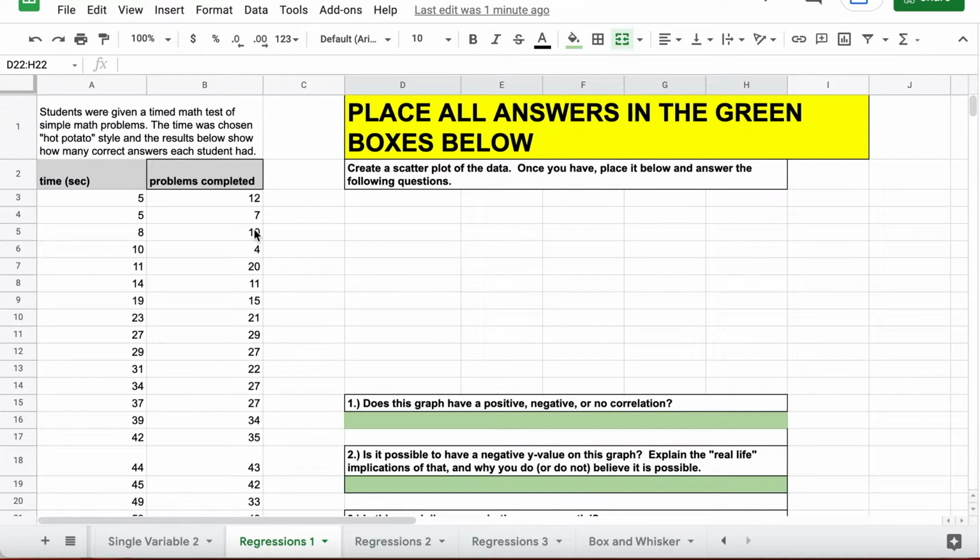So in order to start these types of problems, what you're going to do is first figure out what the scenario is about. So this one says the students were given a timed math test of simple math problems. The time was chosen hot potato style, and the results below show how many correct answers each student had.